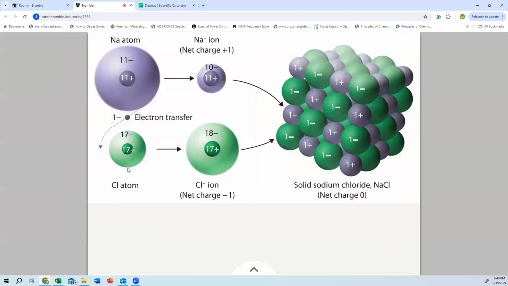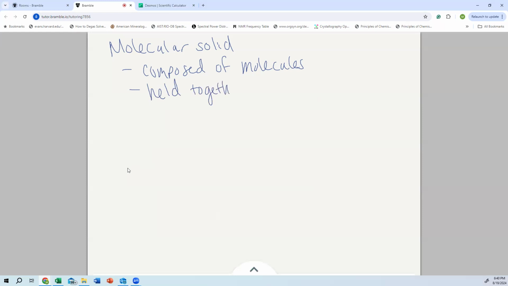Okay. Our next type of solid is a molecular solid. This is where we have molecules as our solid points, and they're held together by intermolecular forces. This is the only one that's held together by intermolecular forces. So this is not held together by bonds. This is held together just by an electrostatic force.